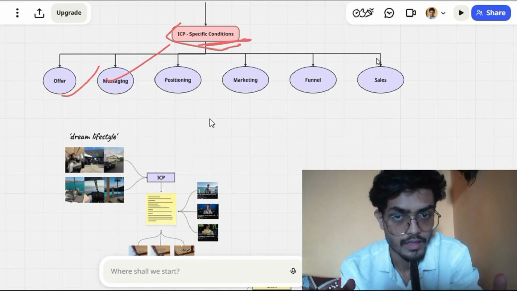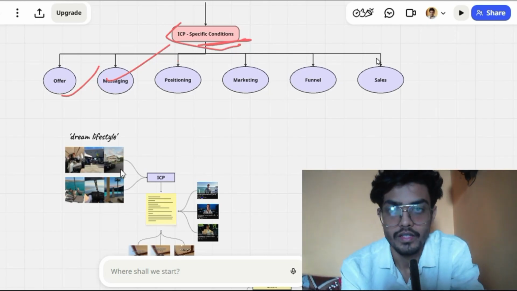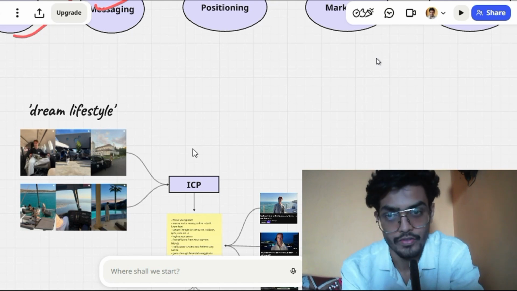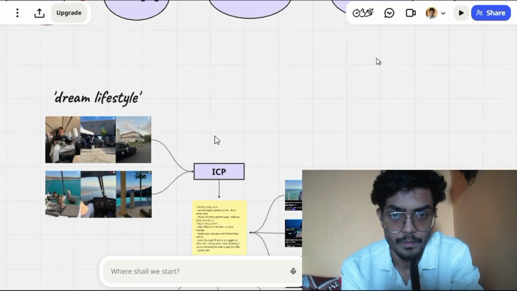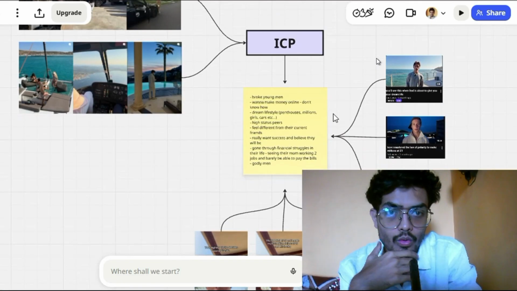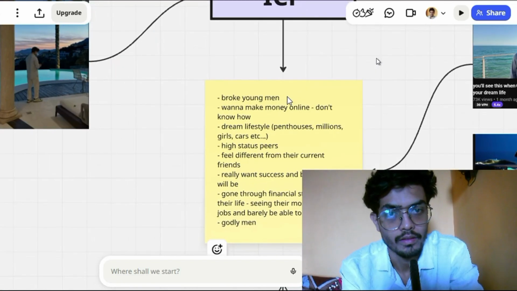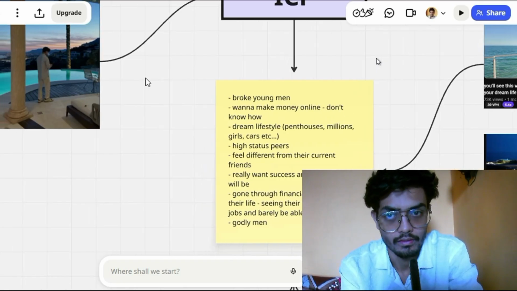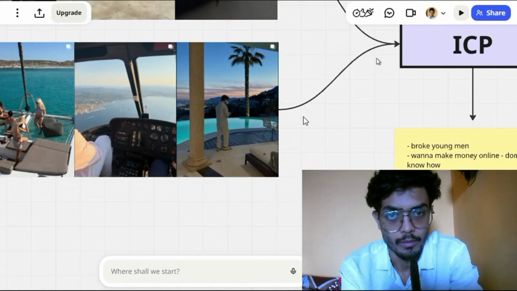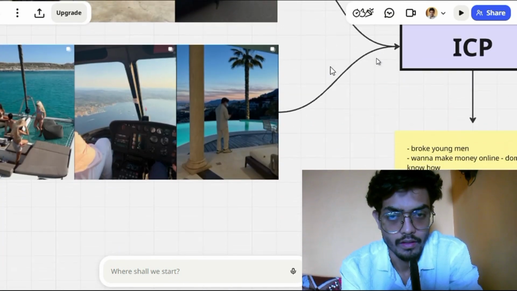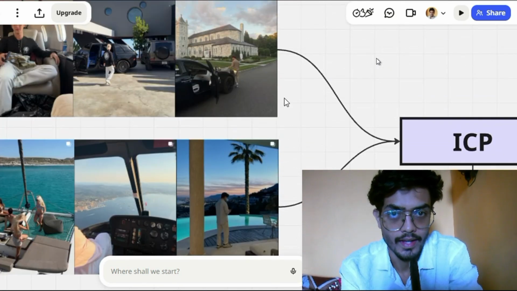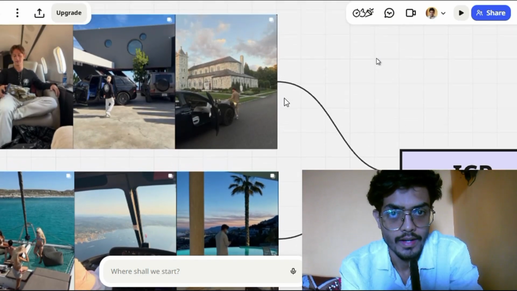First things first, his Instagram and his entire brand is designed around one thing, which is his ICP's dream lifestyle. The people he is targeting have this dream lifestyle of having cars. His ICP are broke young men who want to make money, but they don't know how. Their dream lifestyle is basically being surrounded by penthouses, swimming pools, cars, and girls and all of that stuff. So his carousels are targeting that kind of dream lifestyle that his ICP desires.